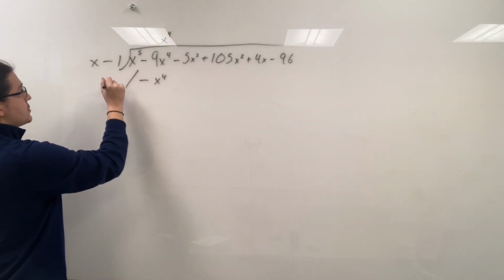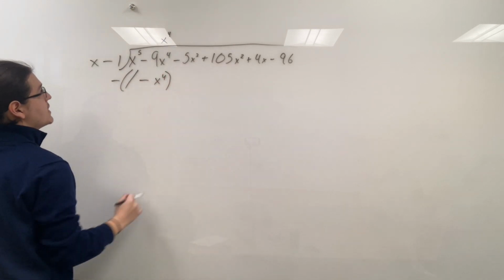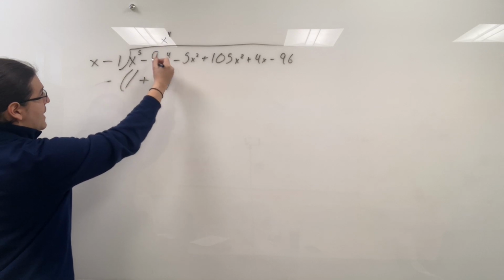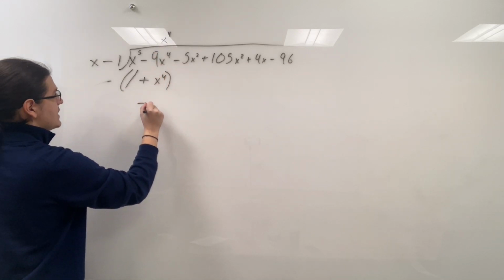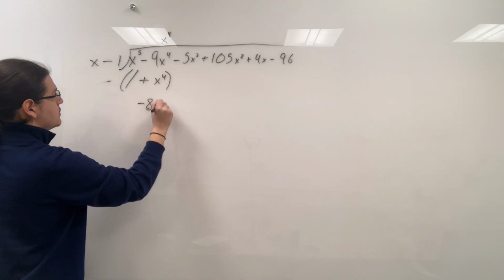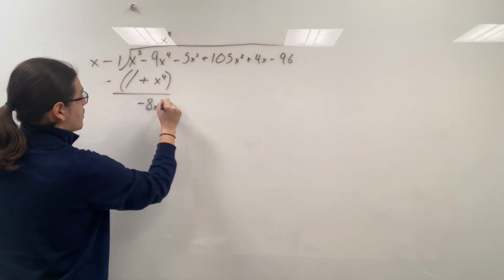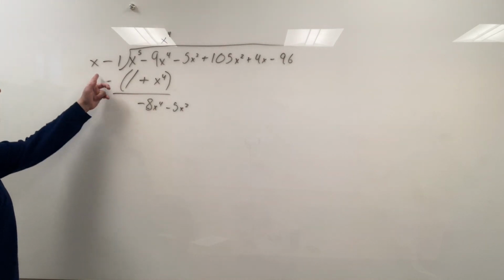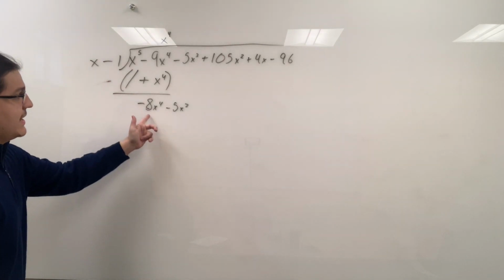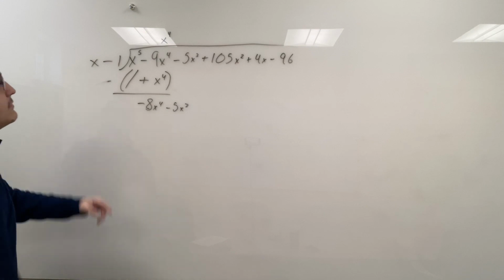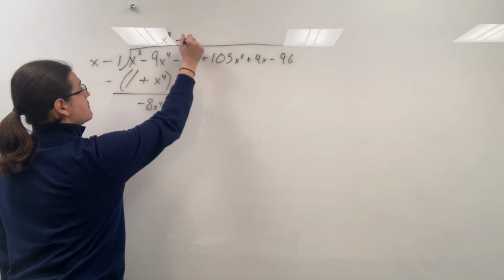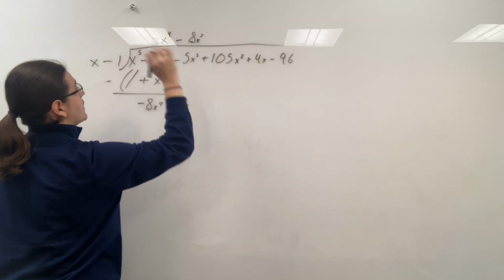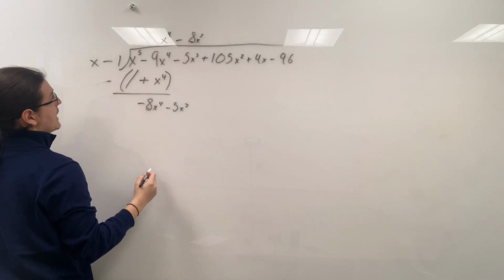Now remember, we're going to subtract by this whole term right here. So this turns into a positive. So minus 9 plus 1, that's going to be minus 8x to the 4th. Now let's bring our next term down, 5x cubed. How many times does x fit into negative 8x to the 4th? That fits into it negative 8x cubed times.